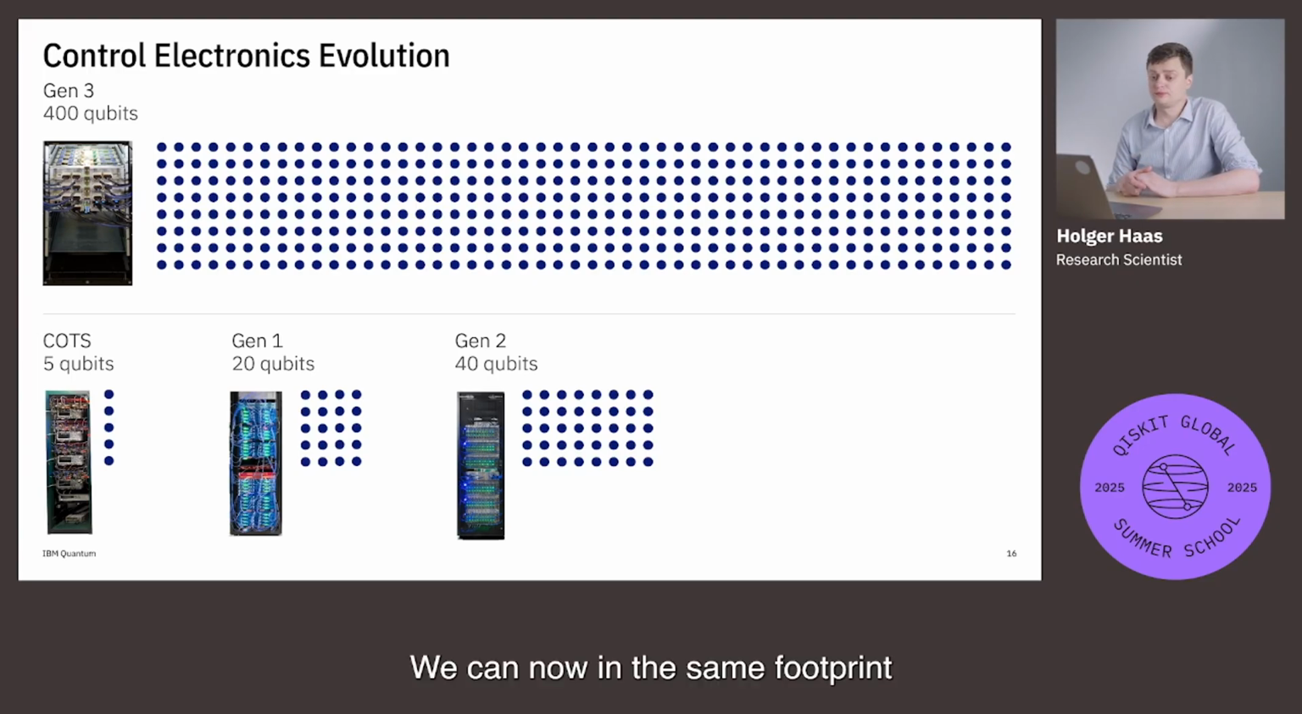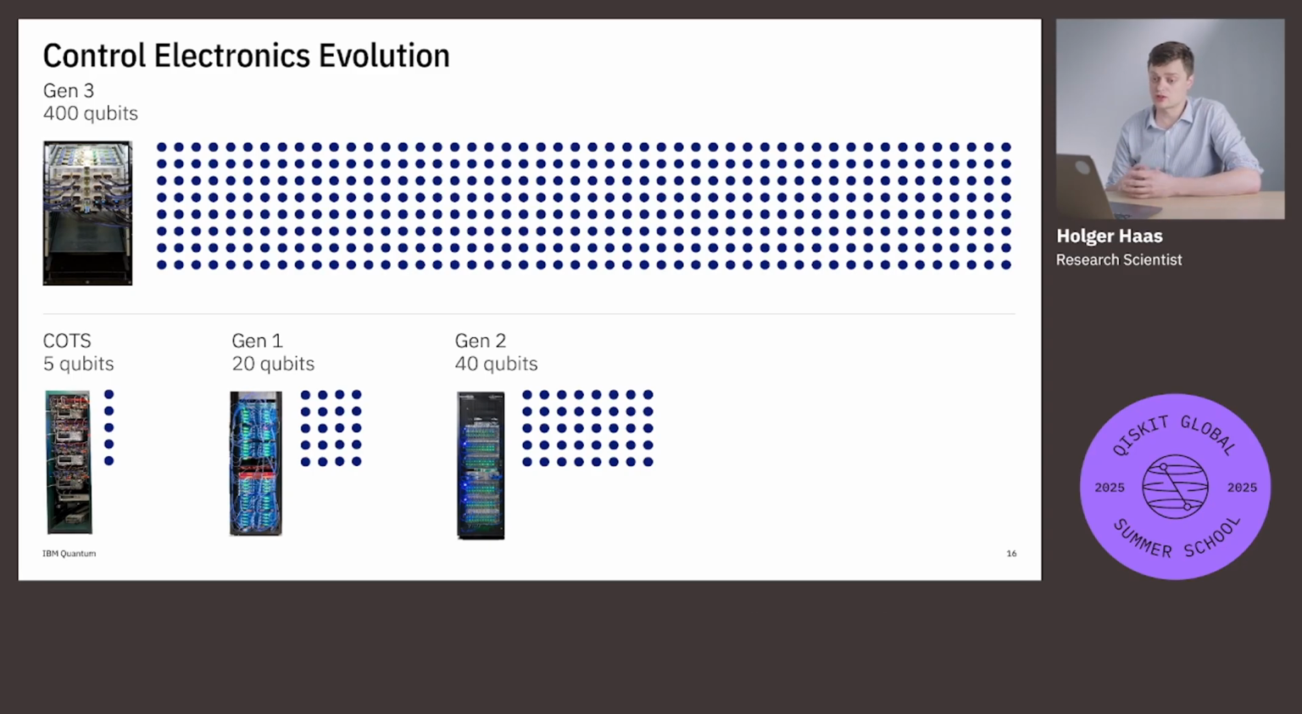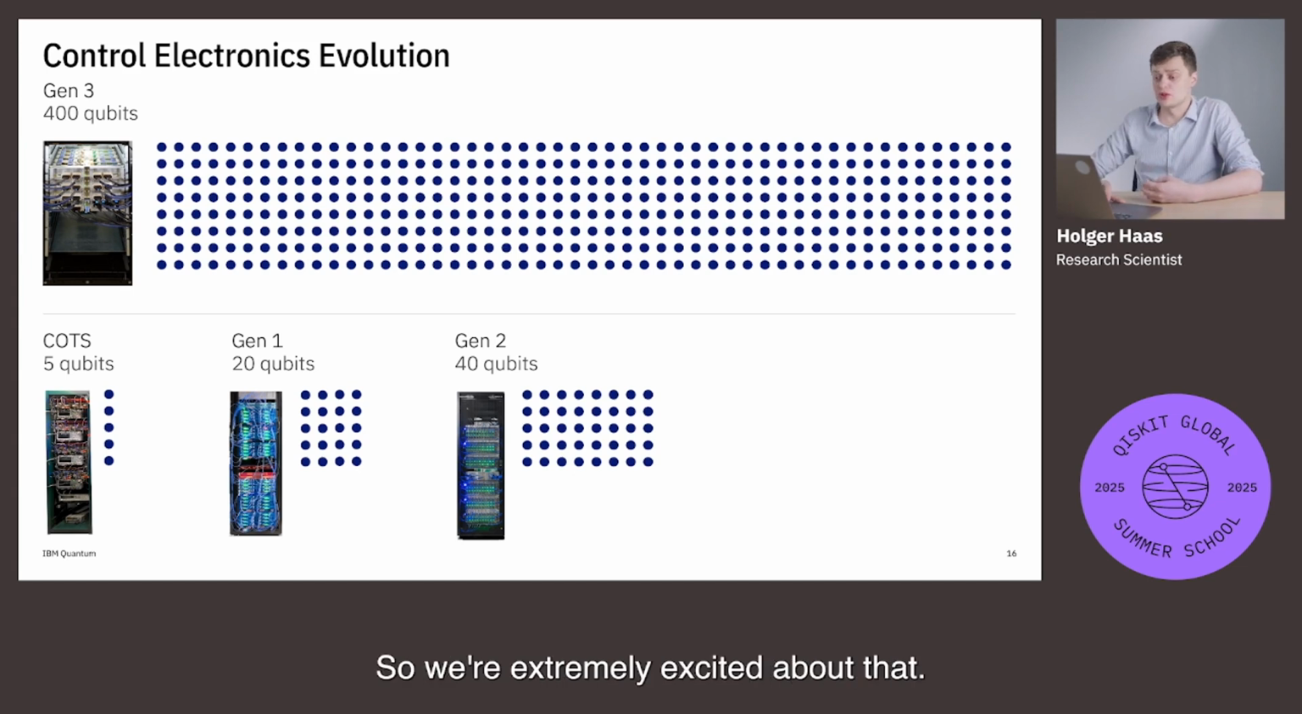We can now, in the same footprint, control and read out 80 times more qubits than this commercial off-the-shelf electronics could do, and for a lot smaller price tag. So we're extremely excited about that. And of course, we keep on working on pushing that even further.